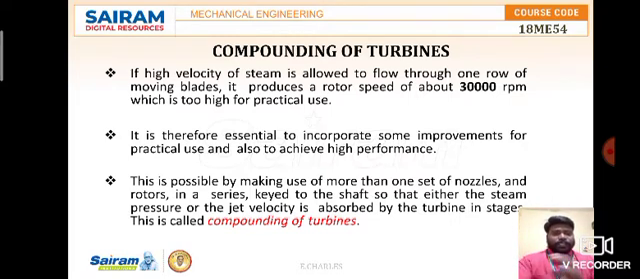What they are trying to say is, suppose you take a turbine and introduce one nozzle, then one set of moving blades, and then again another nozzle and another set of moving blades. If you introduce more than one set of nozzles and rotors, this kind of arrangement is called compounding of turbines. Compounding is required to reduce the pressure, so that the steam pressure or jet velocity is absorbed by the turbine blades at different stages. That is nothing but the compounding of turbines.